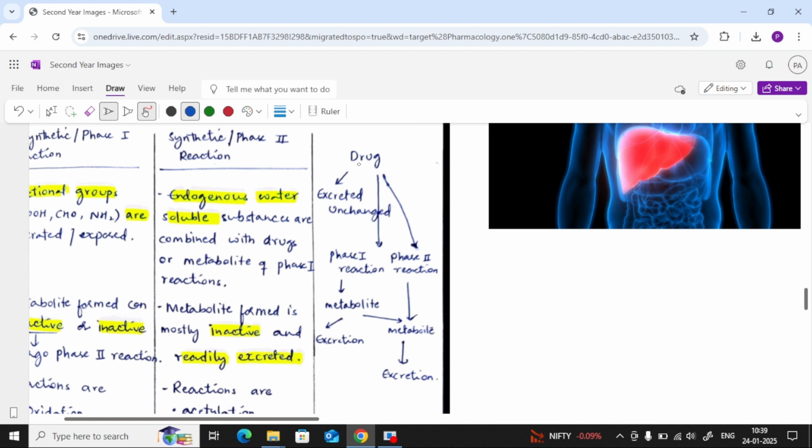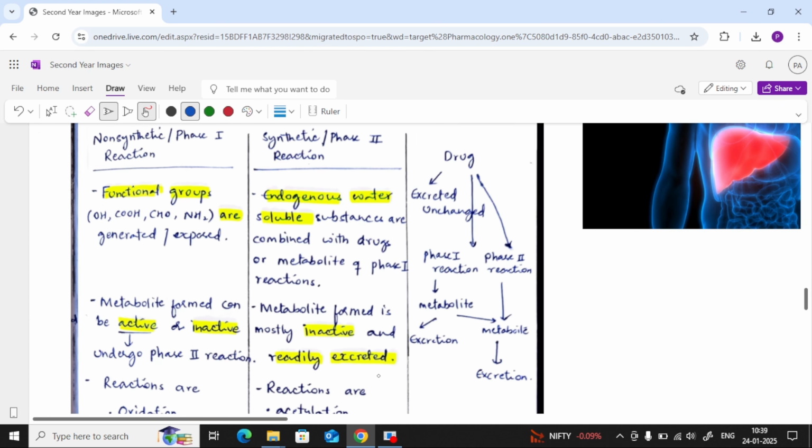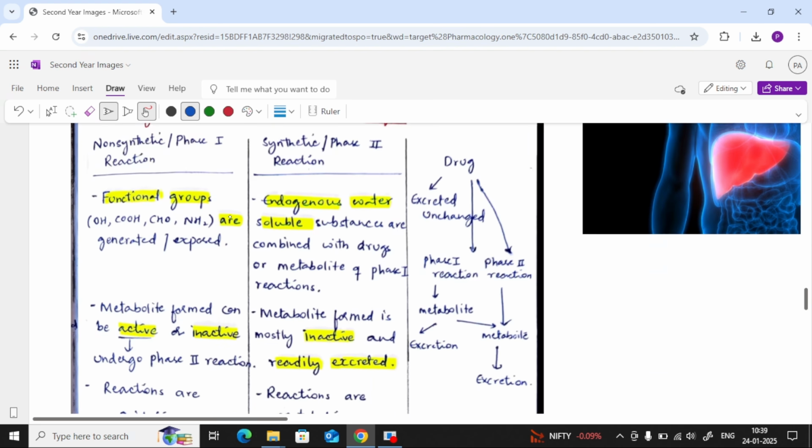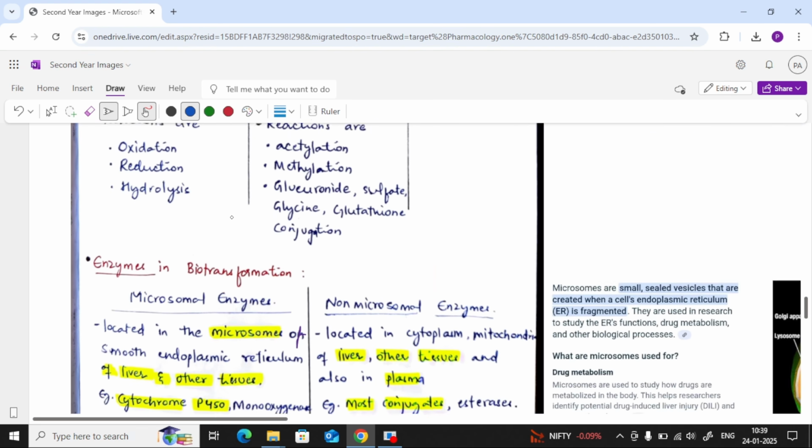So we have a drug. If it is lipid insoluble already, it will be excreted unchanged. If it is not, then it can undergo phase 1 reaction. If the metabolite is inactive, it will be excreted. If it is not, it will undergo phase 2 reaction and then it will be excreted. I hope you understood the biotransformation reactions. If you are not understanding anything, just let me know in the comments.